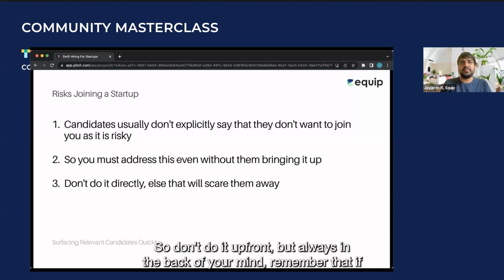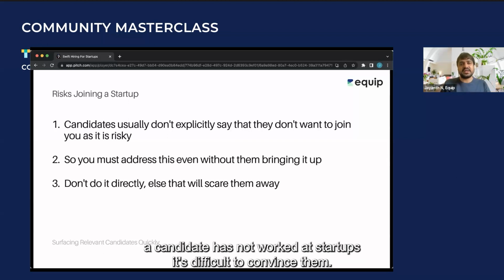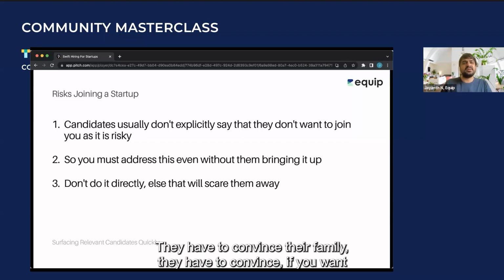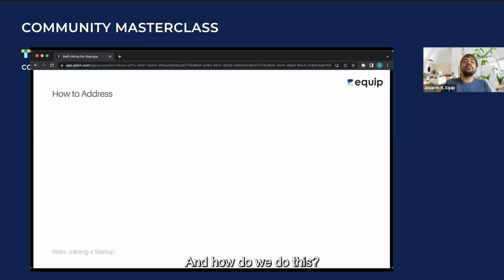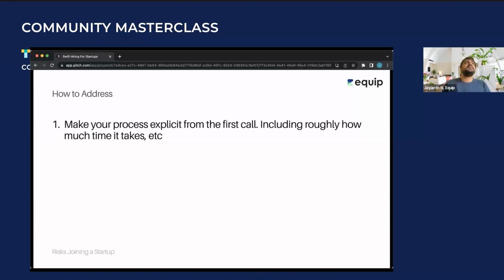So don't do it upfront, but always in the back of your mind, remember that if a candidate has not worked at startups, it's difficult to convince them. They have to convince their family, they have to convince, if you want, society, that it's worth the risk. So put yourself in their position. And how do we do this? How do we address this, right?